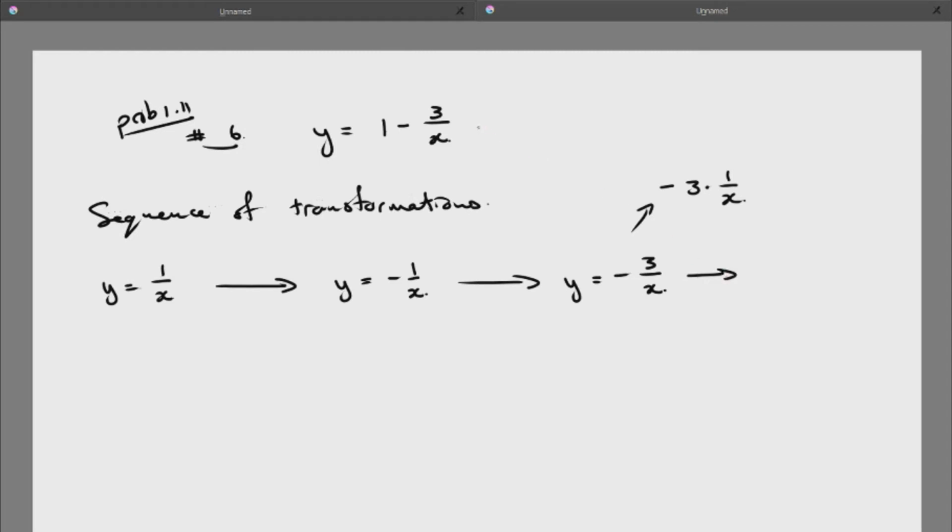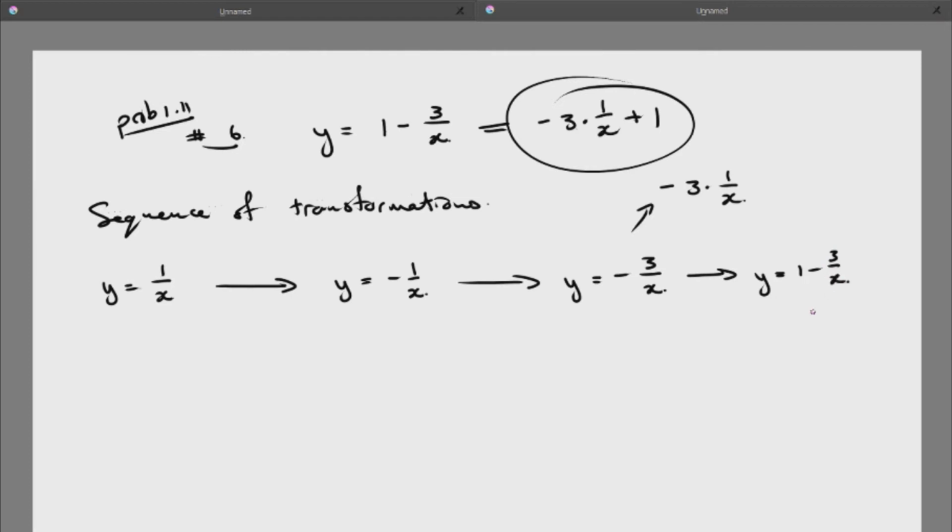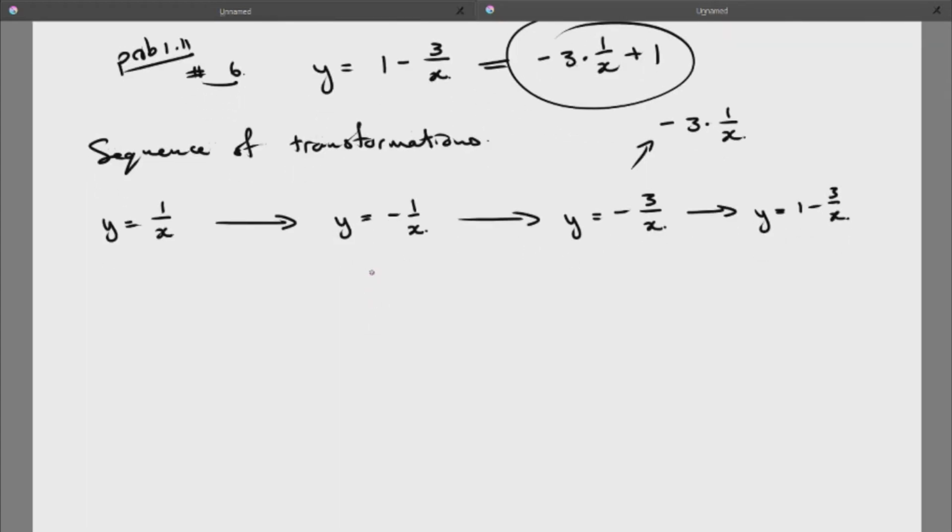And lastly, so I could have seen this as negative 3 times 1 over x plus 1. Then the transformations are more clearly visible. One way or another, I can get to the final function by adding 1. Maybe we should do this one. Just 1 at least. Yeah. And then that is going to result in a vertical shift. I'll do it quickly. So 1 is at least done.